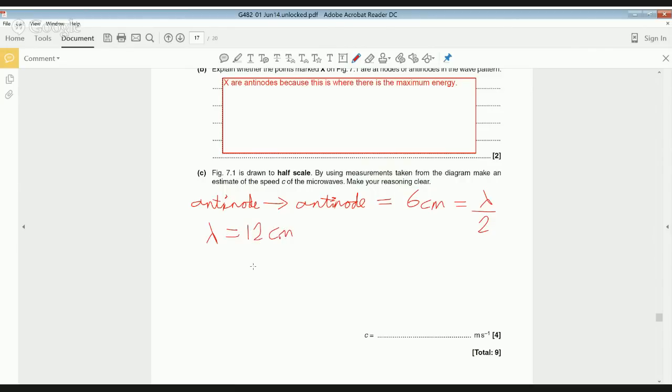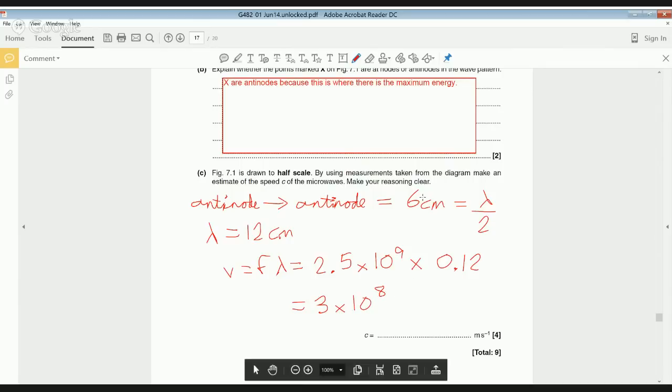We can now use v equals f lambda to work out the speed of light. We know what to expect here. The frequency given to us at the top of the question is 2.5 times 10 to the power of 9 hertz, multiplied by our wavelength of 12 centimeters, which is 12 times 10 to the minus 2, or 0.12. And that will give us an answer, as we'd expect, of 3 times 10 to the power of 8.